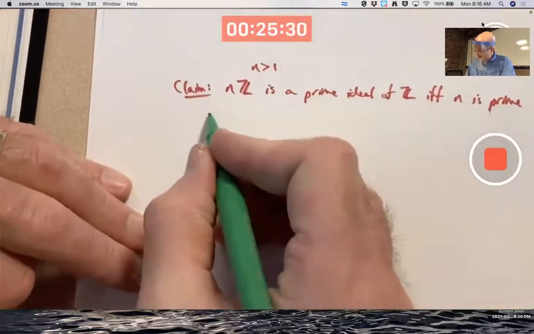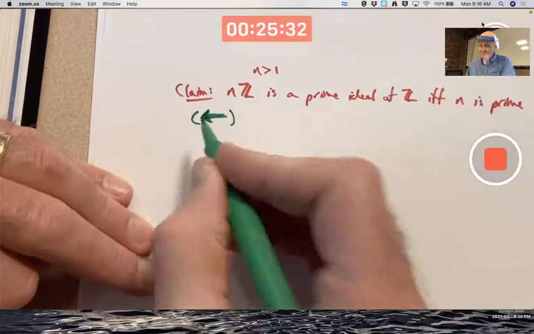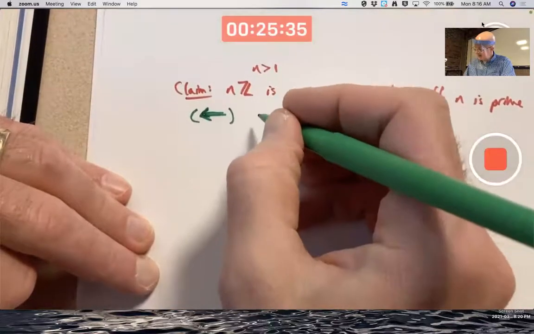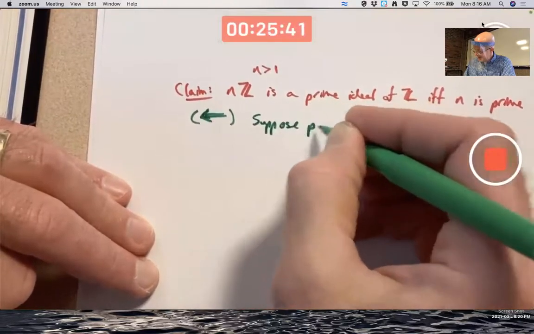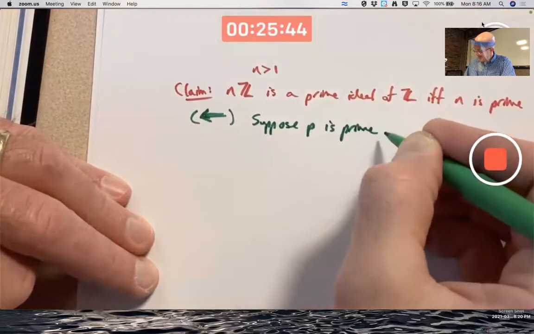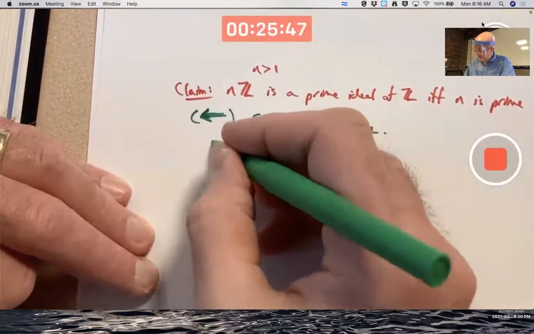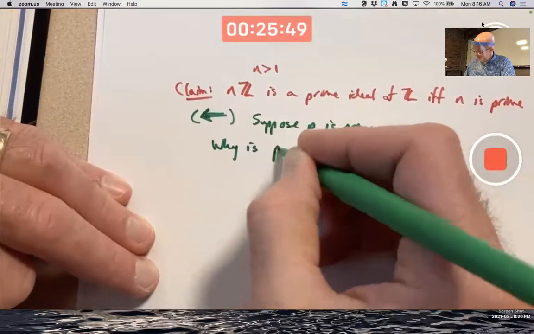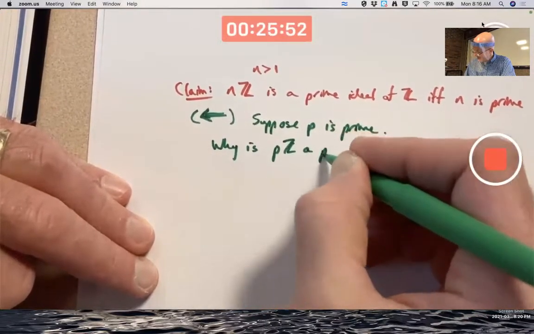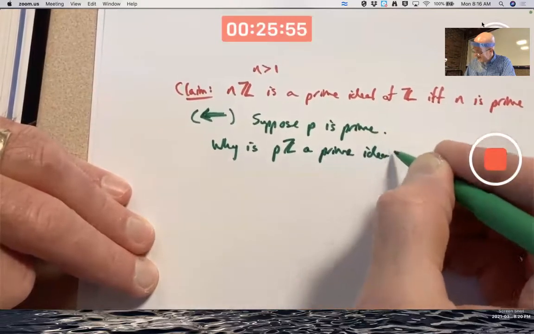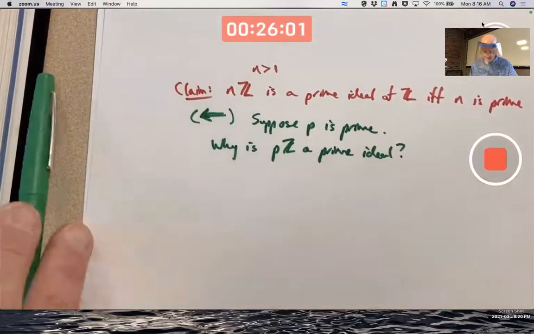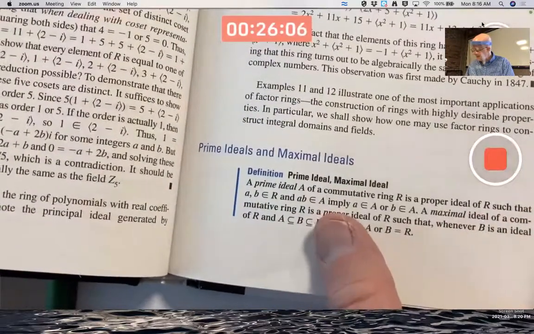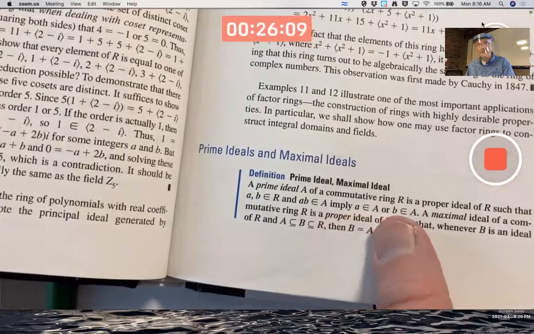Let's think about proving the backwards direction. And instead of calling it n, let's call it p. Suppose p is prime. Why is pZ a prime ideal? Well, you've got to go back to the definition of a prime ideal. Does a times b being in the ideal imply either a is in the ideal or b is in the ideal?